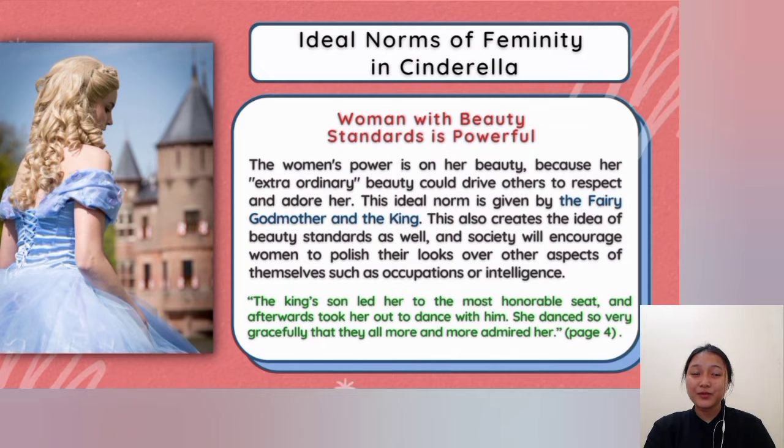Next is that a woman with beauty standards is powerful. The woman's power is in her beauty because her extraordinary beauty could drive others to respect and adore her. This ideal norm is given by the fairy godmother and the king. This also creates the idea of beauty standards, and society will encourage women to polish their looks over other aspects of themselves, such as occupation or intelligence. The king's son led her to the most honorable seat, and afterwards took her out to dance with him. She danced so very gracefully that they all more and more admired her.